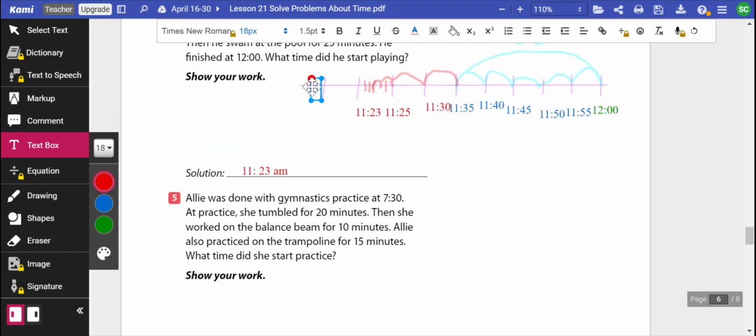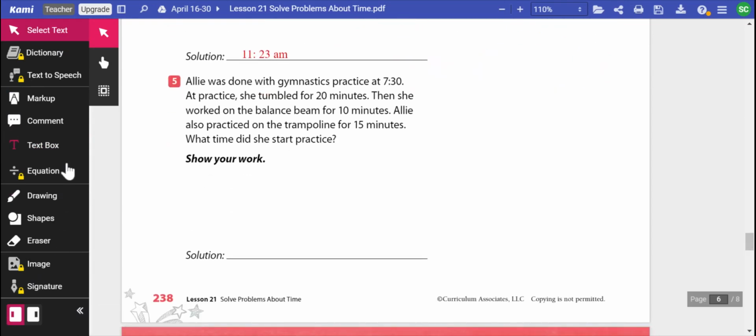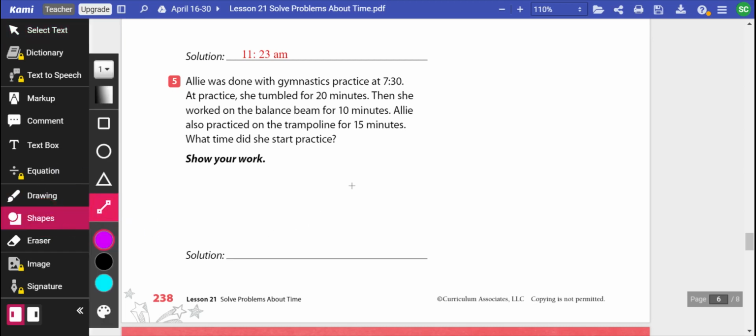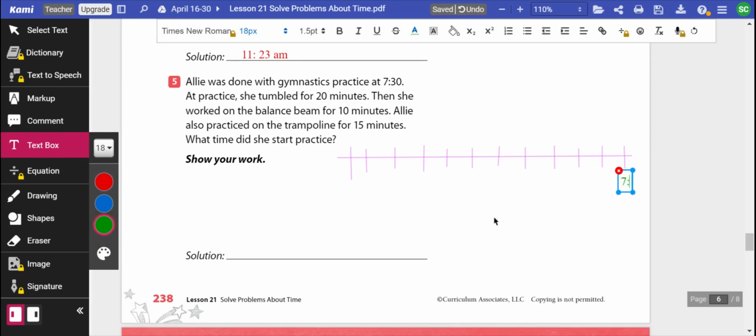So I wonder if it would let me. Nope. Okay. I was hoping it would just let me copy and paste my number line, but it's not going to cooperate. So we're going to come back over here to our nice little number line. I know my end time is going to be that 7:30, about right there. And I'm going to need to take away 20 minutes, so 5. All right, so she was done at 7:30. So over here, our finish time is 7:30. Got that. She tumbled for 20 minutes.